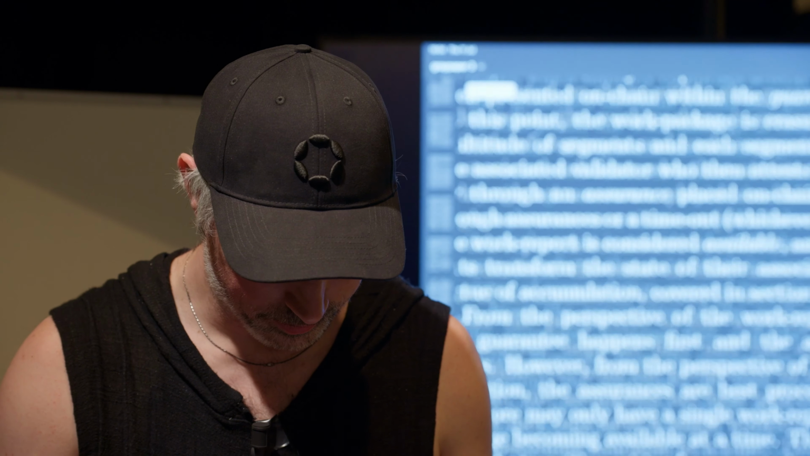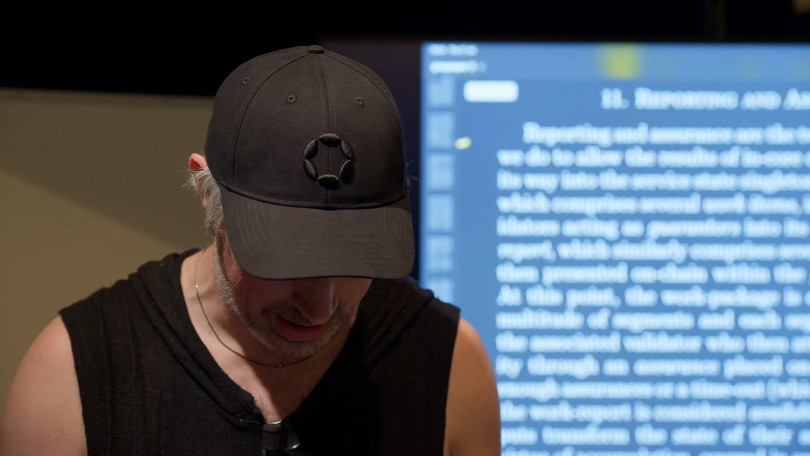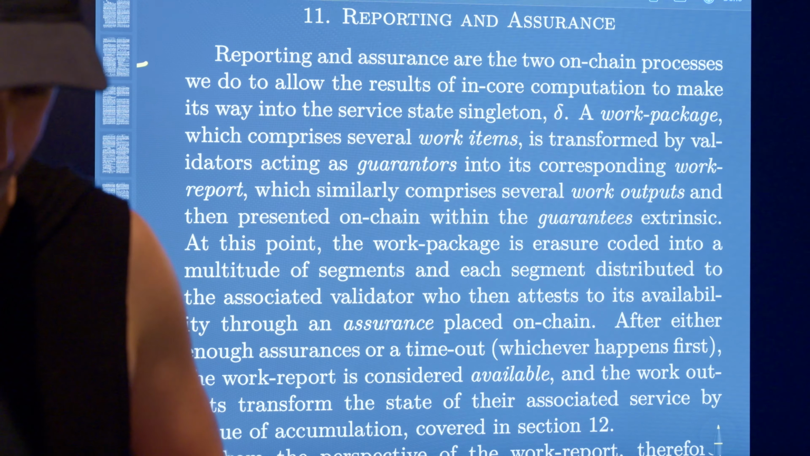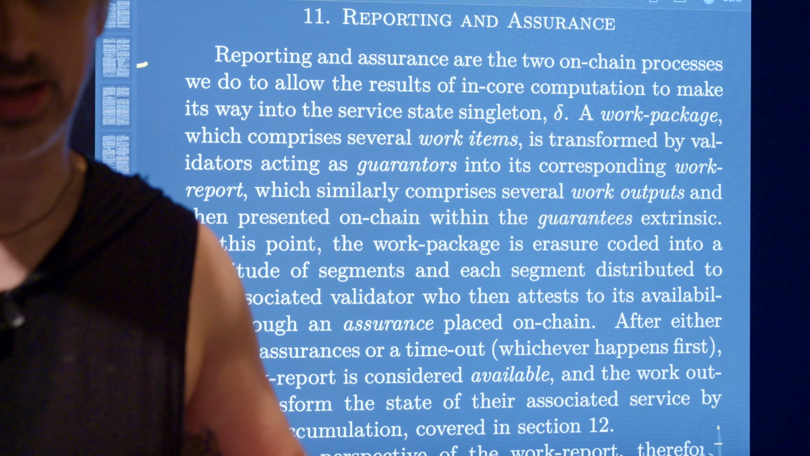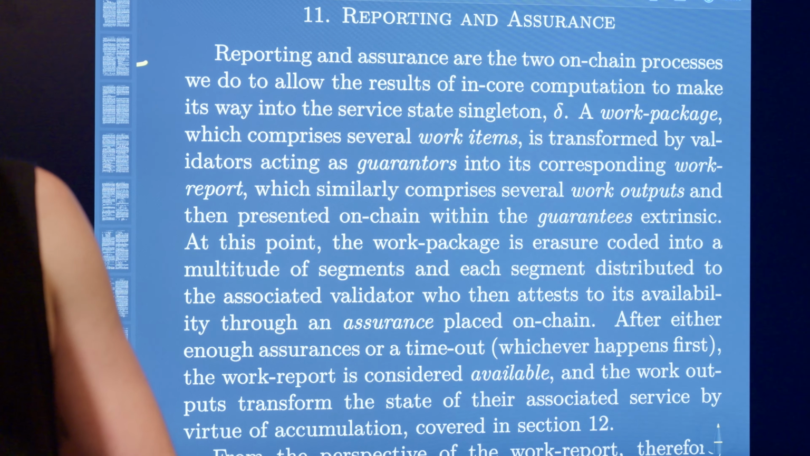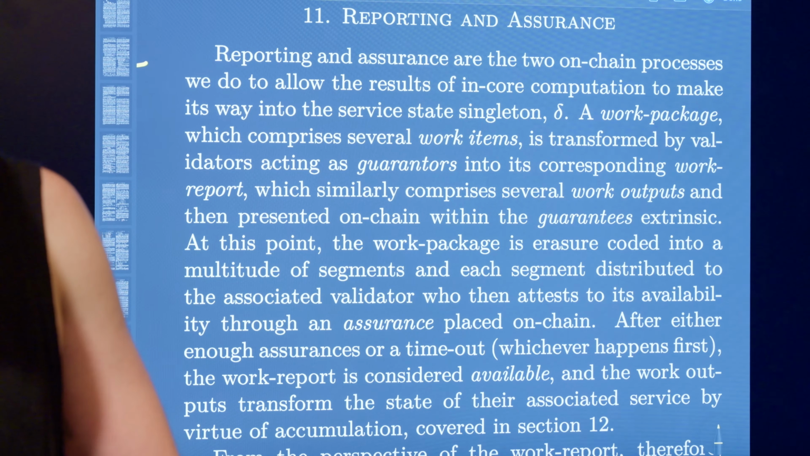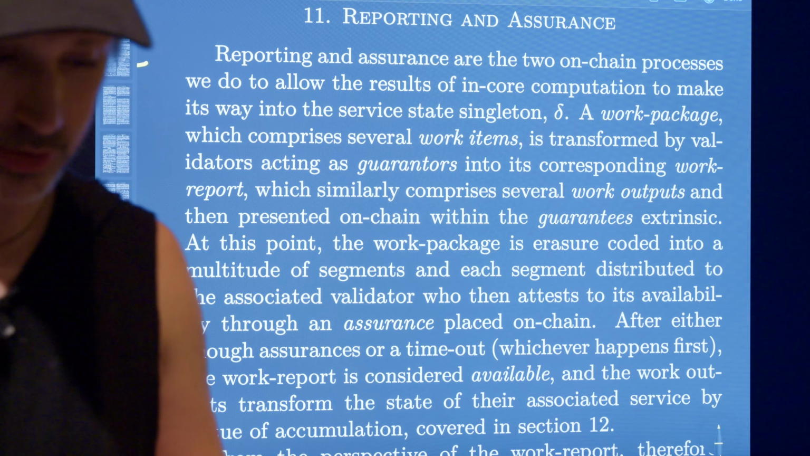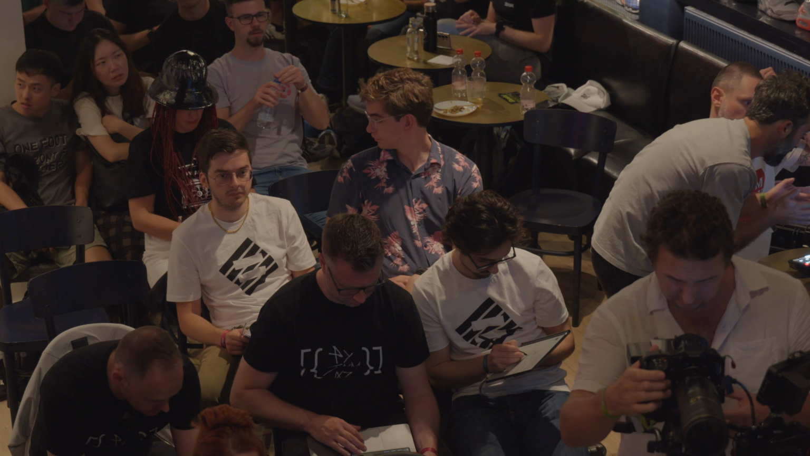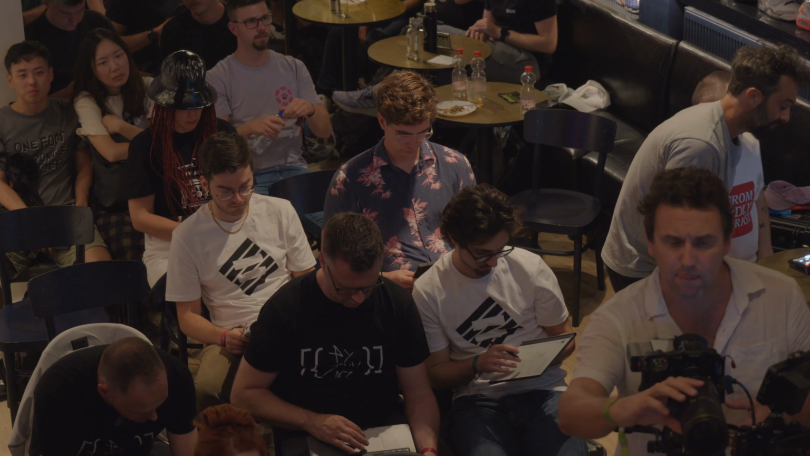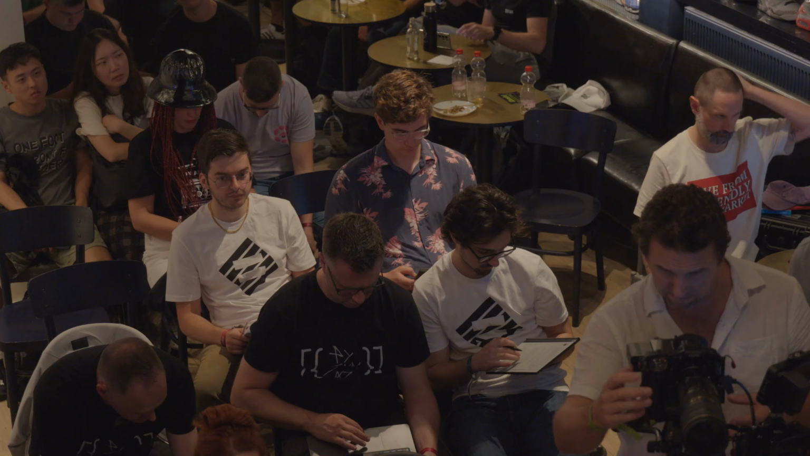Let's move on to 11. 11 is a pretty major section. Reporting and assurance. It covers the on-chain footprint of the two main off-chain elements of JAM, and it's how JAM scales. It's, well, everything actually, computation and data.